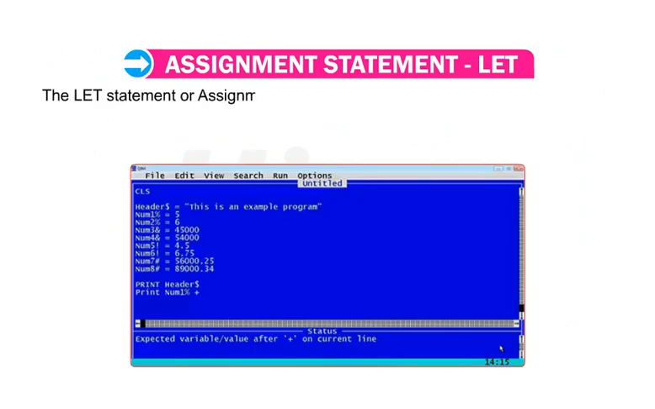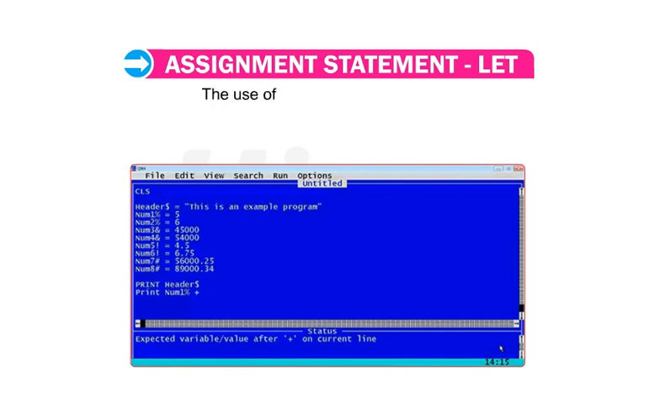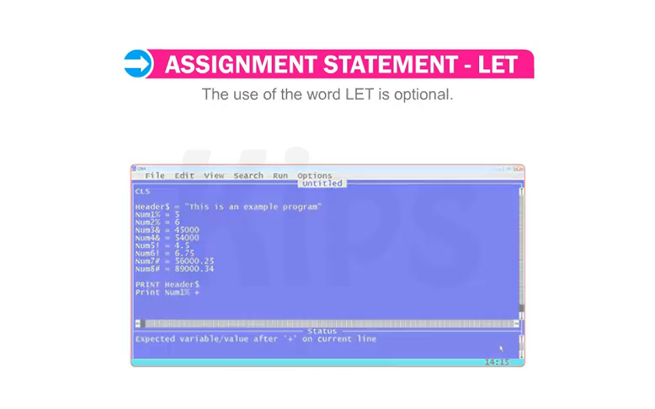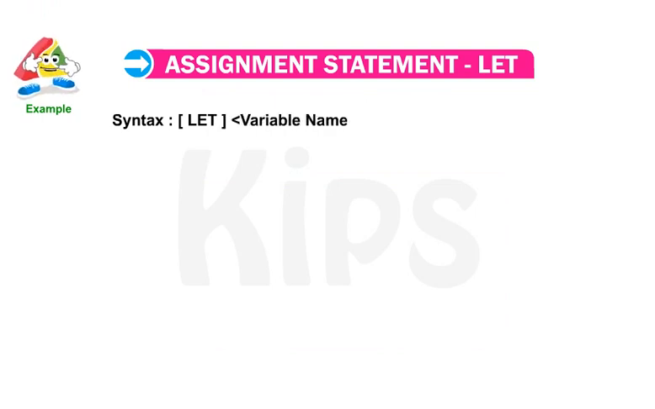Let us talk about the assignment statement. The LET statement, or assignment statement, is used to assign or give a value to a variable. The use of the word LET is optional. Let us take an example. Syntax: [LET] variable name = value or expression.